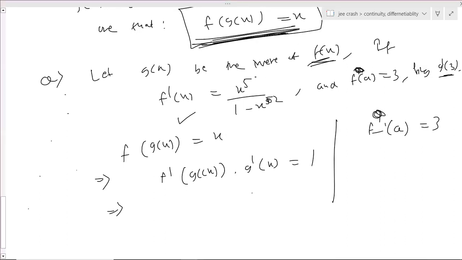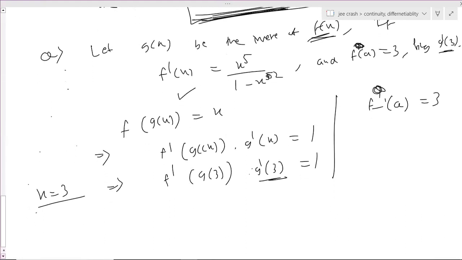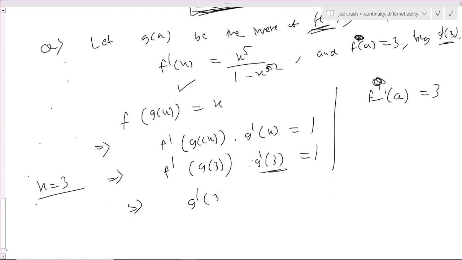All right. So let's put x equals 3. We have to find g dash 3. So we need f dash g of 3 times g dash 3 equals 1. We have to find this. Now we can do that. g dash 3 equals 1 upon f dash g of 3. Now we have to find g of 3, and they have given you f of a equals 3.